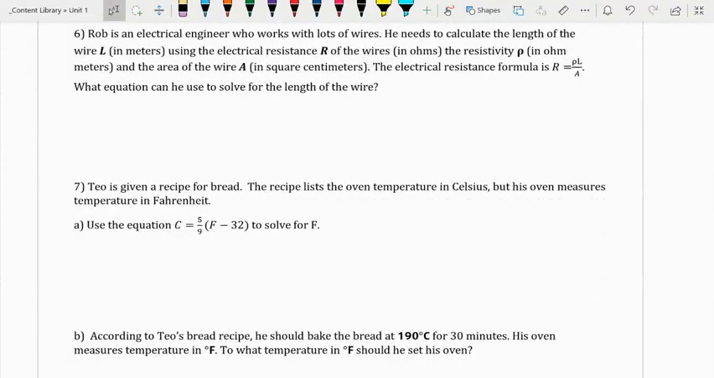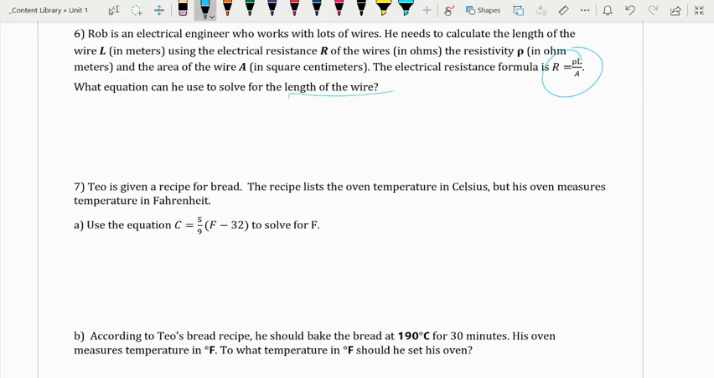Number 6 says Rob is an electrical engineer who works with lots of wires. He needs to calculate the length of the wire L in meters using the electrical resistance R of the wires in ohms, the resistivity P in ohm meters, and the area of the wire A in square centimeters. The electrical resistance formula is, and then it gives us the formula. What equation can you use to solve for the length of the wire?